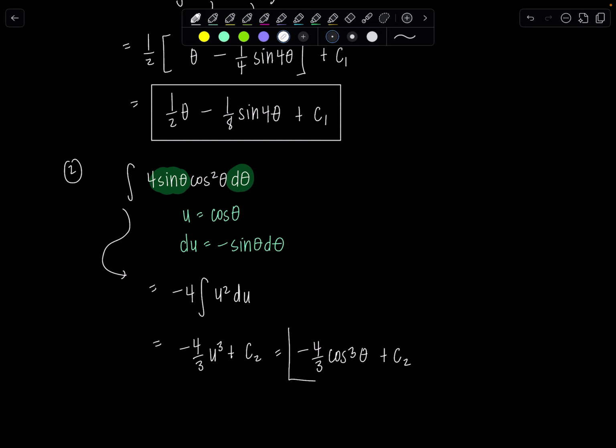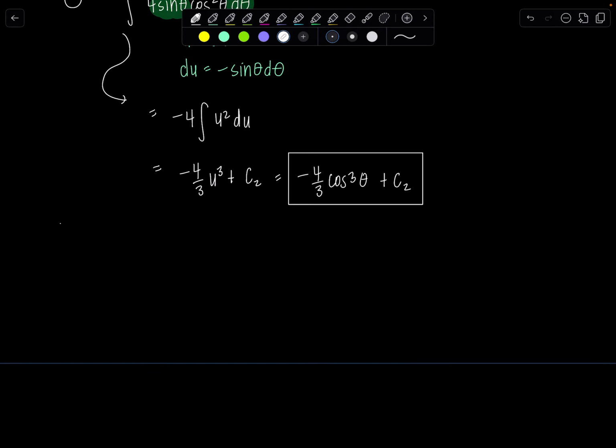Being precise with your constants of integration like this will pay off later when you take more advanced math classes and you have to keep track of them very tediously, like in differential equations and so forth. Okay, last integral. Hopefully it's not too scary. It was just cosine squared theta d theta.